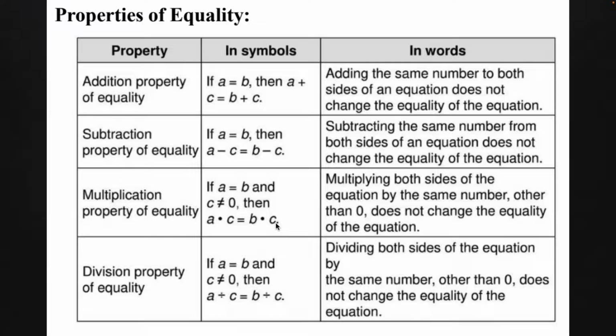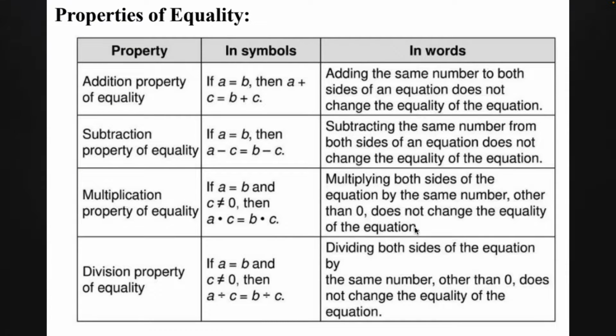I'm multiplying the same thing on both sides, which means I'm increasing again, just like I was with addition, but I'm increasing more, quite a bit more. Usually multiplication is a bigger jump than addition. So multiplying both sides of the equation by the same number other than 0 does not change the equality of the equation.